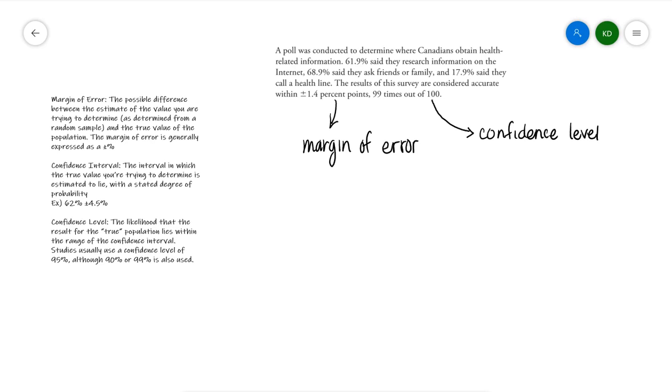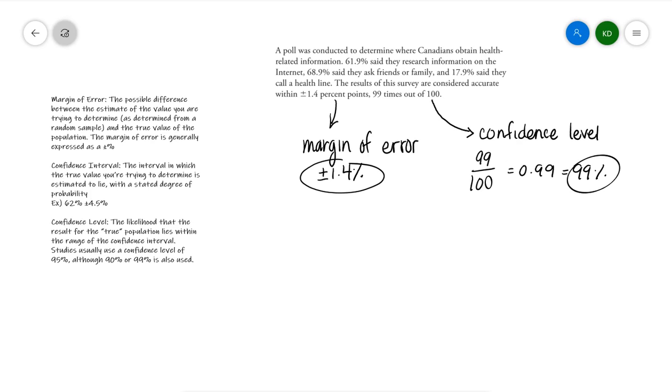What the confidence level is indicating is that if you were to do this survey over and over and over again, 99 times out of 100, you would get the same results that were found in this survey. When we state confidence level, we tend to state it as a percent. So 99 out of 100 will leave us with a decimal of 0.99, which as a percentage is 99%. So my confidence level is 99%. The margin of error is just that plus or minus statement. So 1.4% is the margin of error.